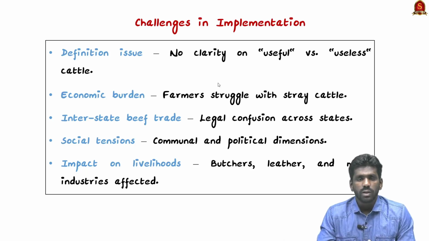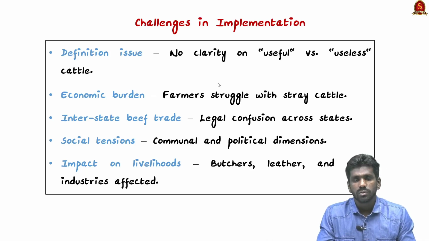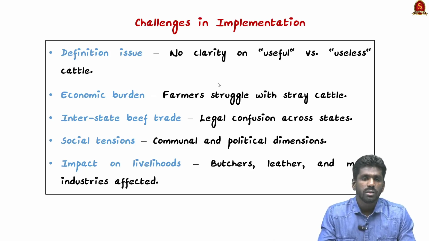So in this discussion we have seen the constitutional provisions regarding the cow slaughter ban, the Supreme Court observations on cow slaughter, and the challenges in implementing the cow slaughter ban. So with this, let us conclude the discussion.